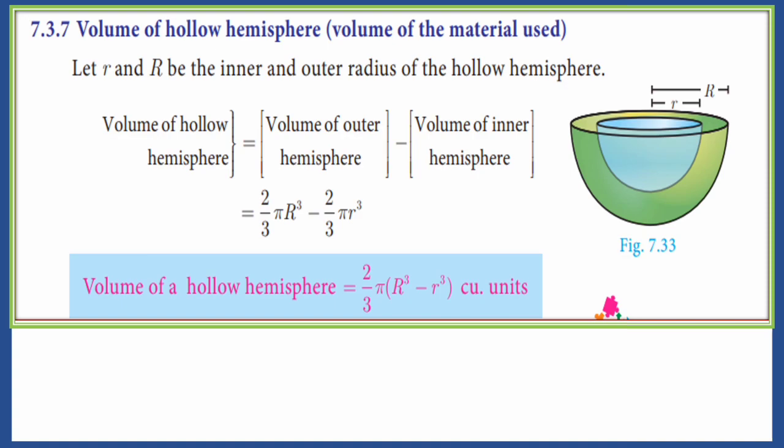Easily we can remember these formulas. Volume of a hollow sphere equal to 4 by 3 pi (capital R cube minus small r cube). Volume of a hollow hemisphere equal to 2 by 3 pi (capital R cube minus small r cube) cubic units.